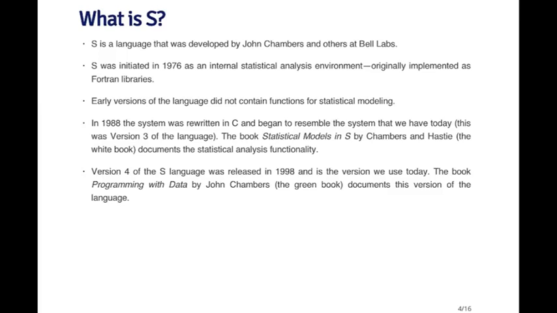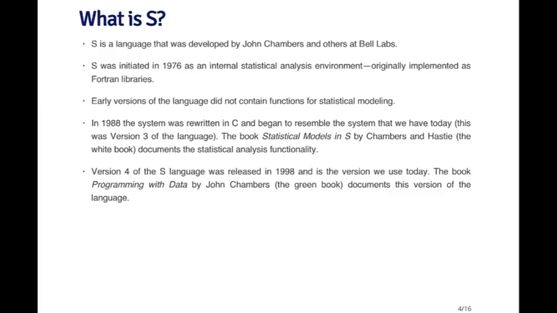So there were Fortran libraries to repeat these statistical routines. Early versions of the language did not contain functions for statistical modeling. That did not come until roughly version 3 of the language. So in 1988, the system was rewritten in the C language to make it more portable across systems, and it began to resemble the system that we have today. So this was version 3, and there was a seminal book called Statistical Models in S, written by John Chambers and Trevor Hastie, sometimes referred to as the White Book.